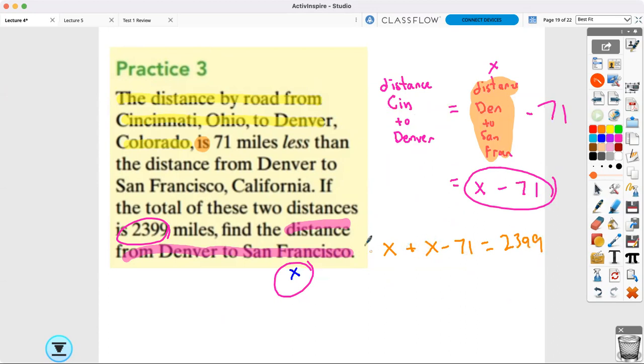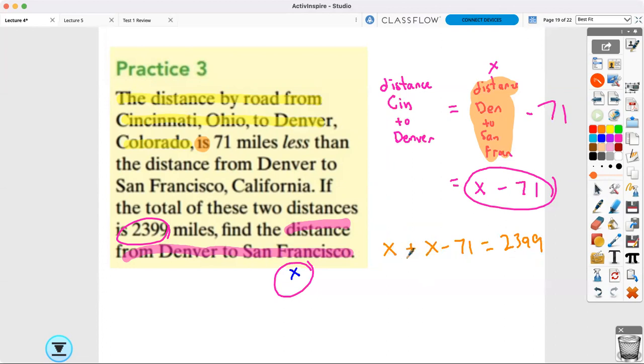Now, above this, if you wanted to do the words, you could do the distance from Denver to San Fran plus the distance from Cincinnati to Denver equals 2399. Here, I just skipped that step and just went to the algebra step.